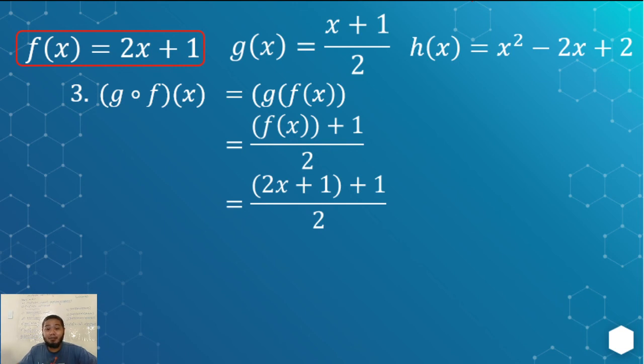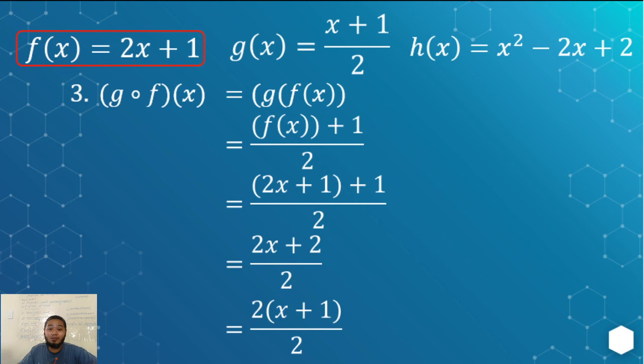Let us simplify our numerator, and we will get 2x plus 2 all over 2. We can factor out 2 in our numerator, so we will get 2 times the quantity (x plus 1) all over 2. Since 2 over 2 is equivalent to 1, we will get x plus 1.